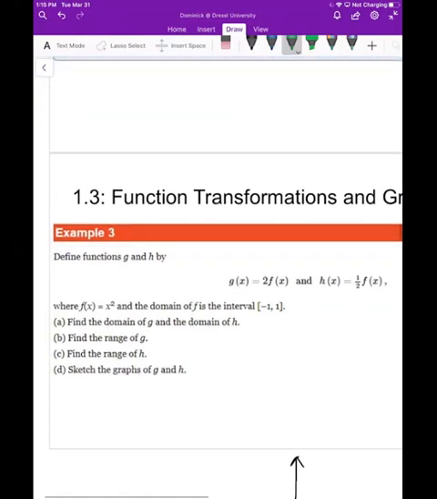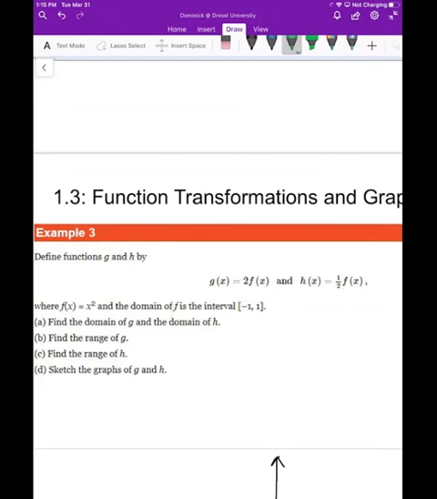Okay, now let's look at another example. So again, we now have g, which is 2 times f of x, and h, which is 1/2 times f of x. Now again, for the same reason, we're not altering our x values going in, right? If I plug in -1 into f, it's still equivalent to plugging in a -1 in g, and the same for h, right? So in part A, your domain is still going to be -1 to 1. That's not changing.